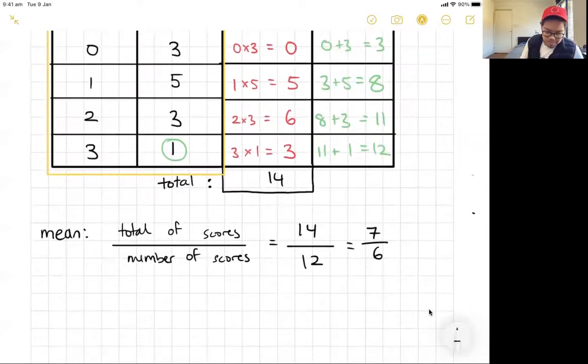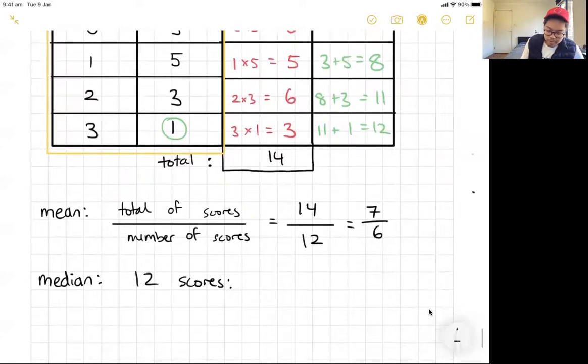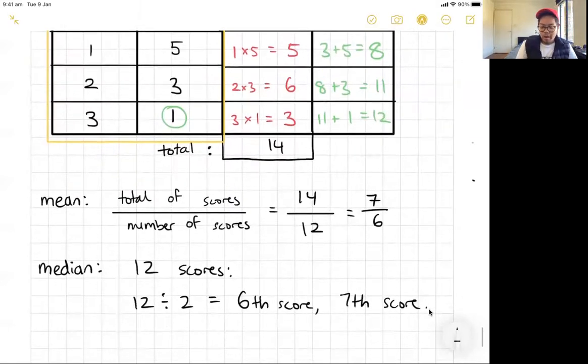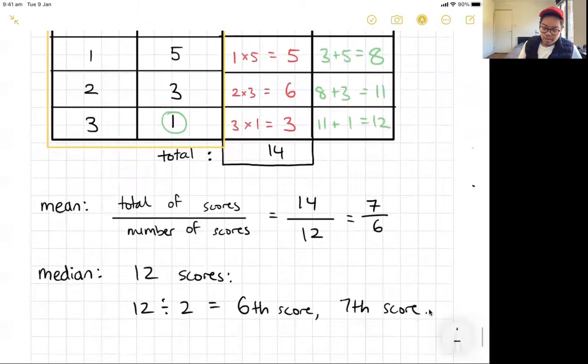All right, go down a little bit further. Let's do now median. Now median here, I've got 12 scores, right? We found that out from before. So what I do is I go 12 divided by 2, and that gives me an answer of 6. So that means I'm looking for my 6th score, and because it's an even number, I'm also looking for my 7th score. Hopefully you remember how median works. You're looking for the middle score. So here, because I've got an even number, I'm going to have 2.